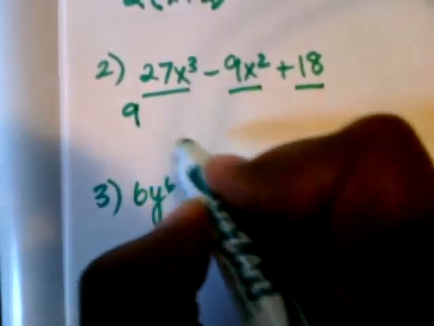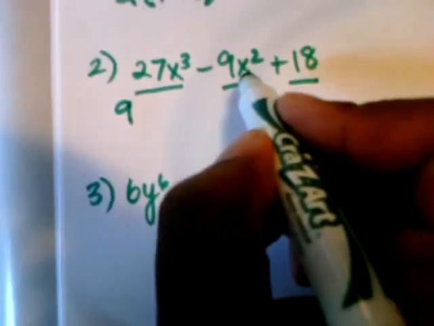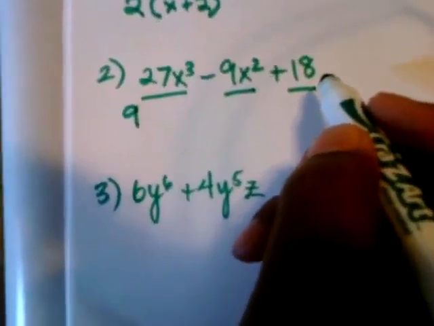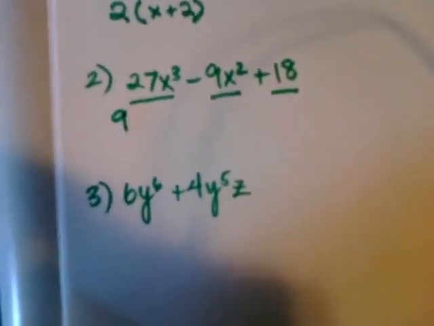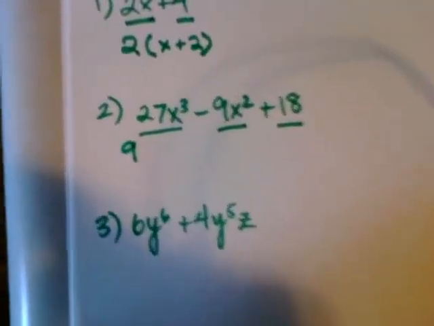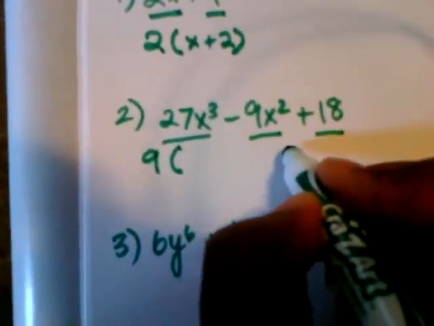I'm going to check and see if they have x's in common. Here's x to the third power, x to the second. This 18 here is a constant. It does not have an x, so all three of them do not have x in common. So I cannot take an x out. I can only take the 9 out. So now I'll create my grouping symbol.